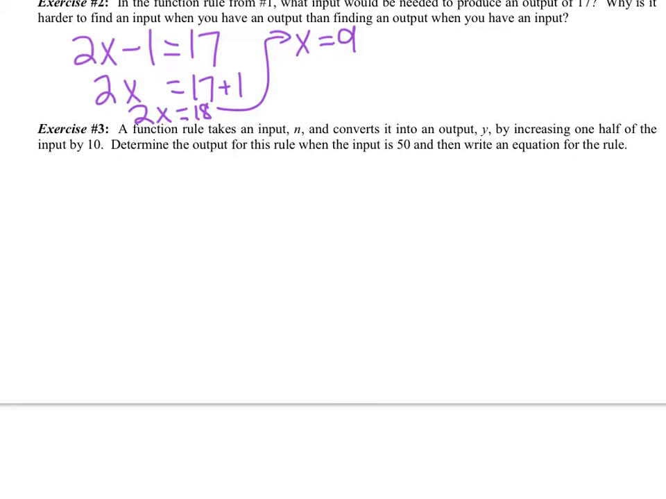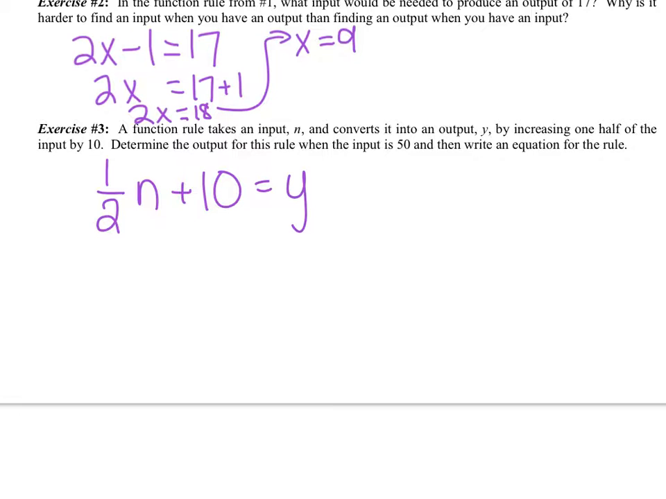All right, moving on to exercise 3. A function rule takes an input n, I usually like to see x, but whatever, and then it converts it into an output y. And it does this by increasing half of the input by 10. Half of the input, so half of n, and then it increases it by 10. All right, so half of the input increased by 10. And what will we do when we get this? Well, that will produce our output of y.